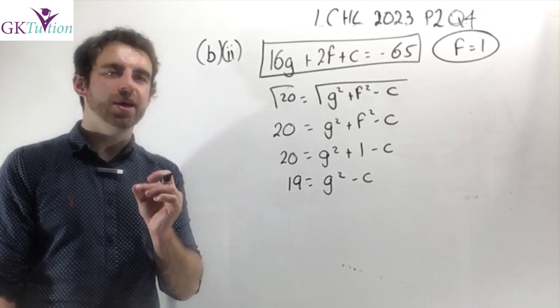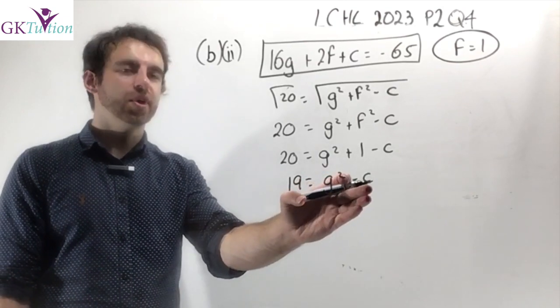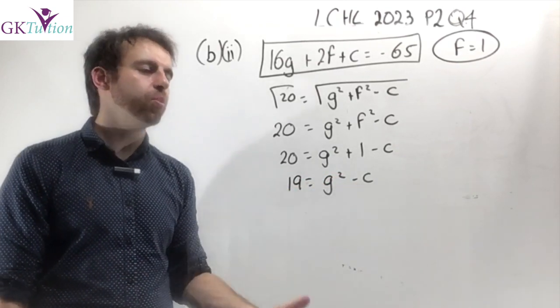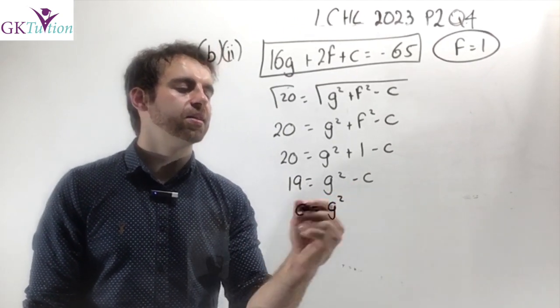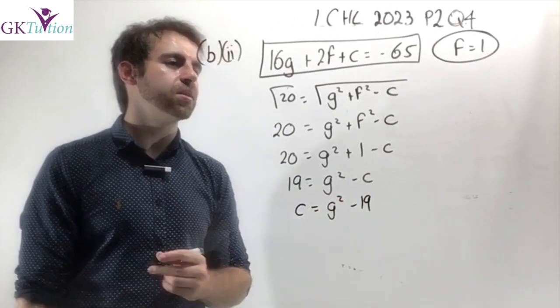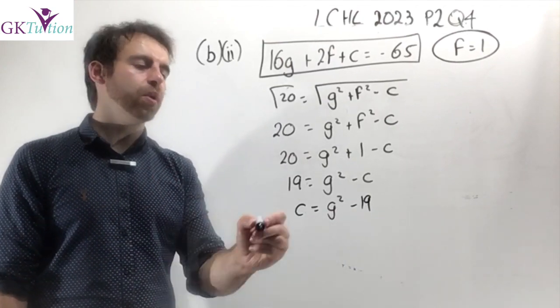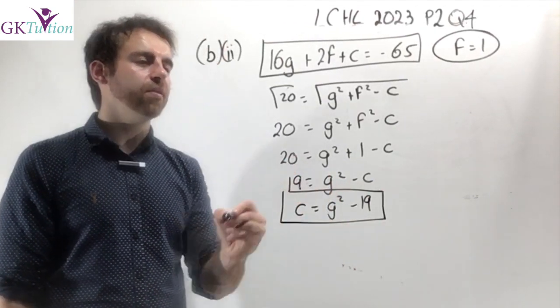So it's going to be way, way easier to finish this question if we try to get c on its own. So I'm going to bring c to the left and the 19 to the right. I can say that c equals g squared minus 19. And I want you to realize why that now is going to make our life a lot easier.